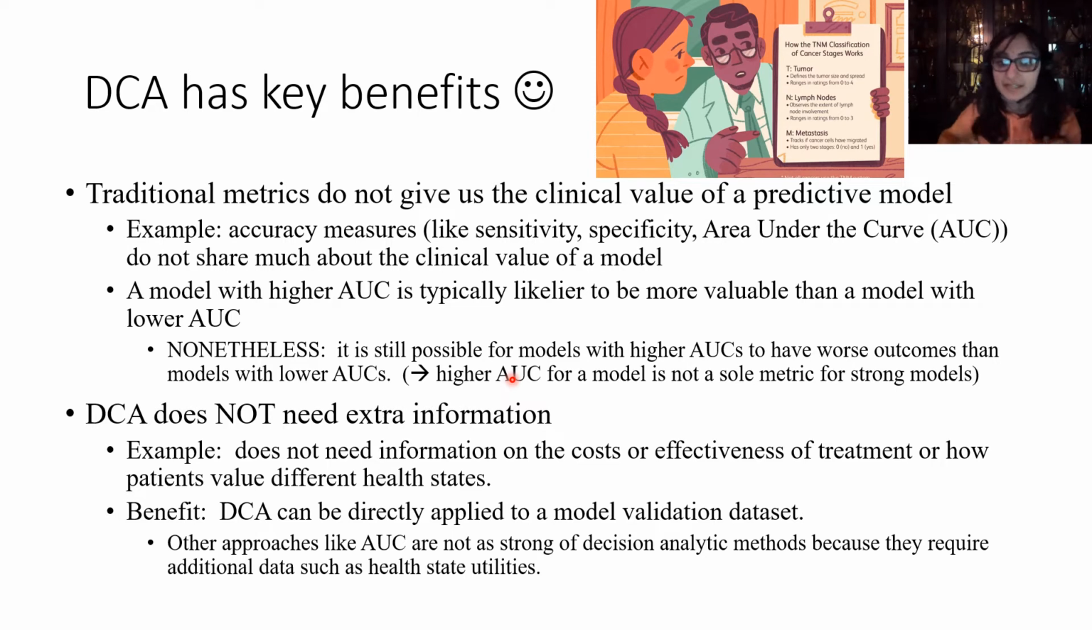Nonetheless, it is still possible that a model with a higher AUC could be inferior and have worse outcomes overall than models with lower area under the curve. So having a high area under the curve is not the sole metric you should look at to determine if a model is strong, especially for clinical applications. Again, even if one model has a higher AUC than the other, it may not be performing as well overall when you consider everything, especially for clinical decision making.